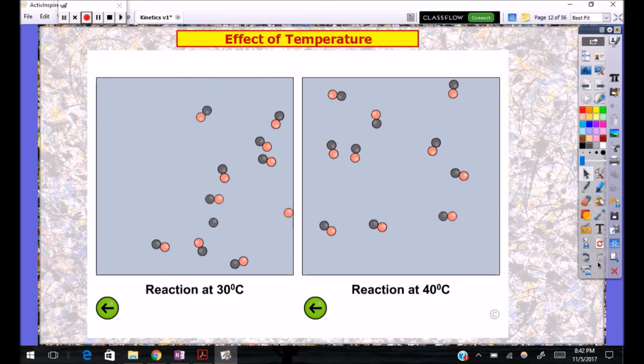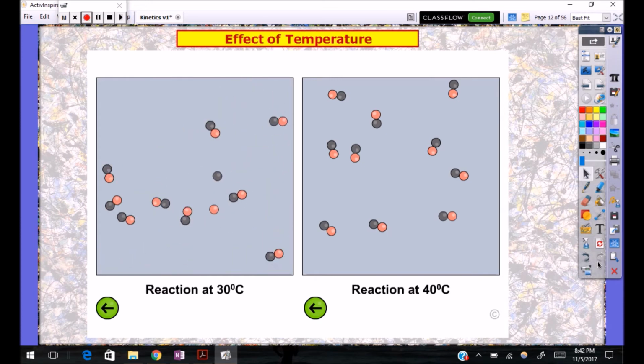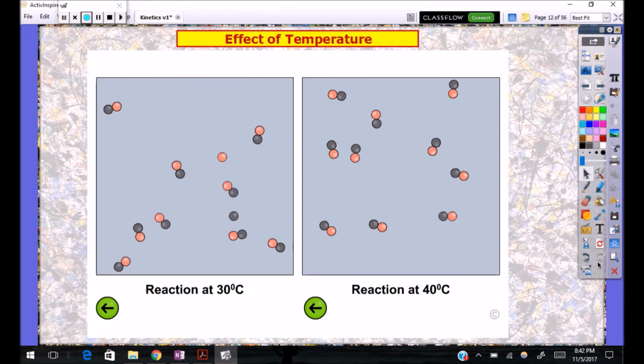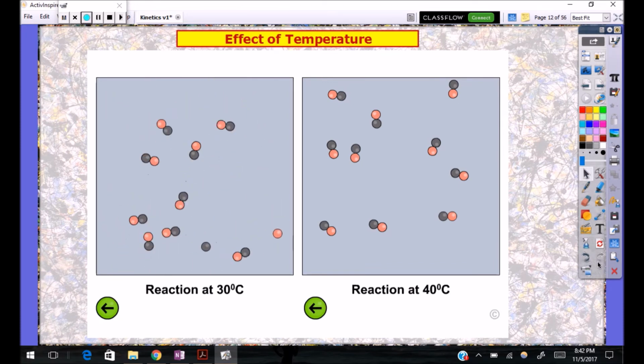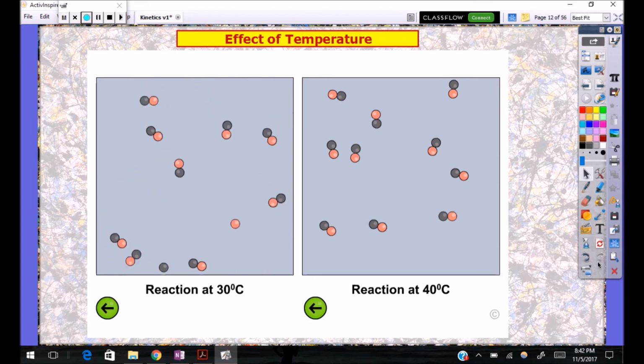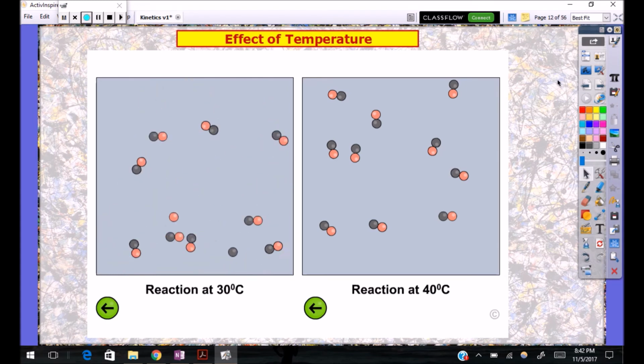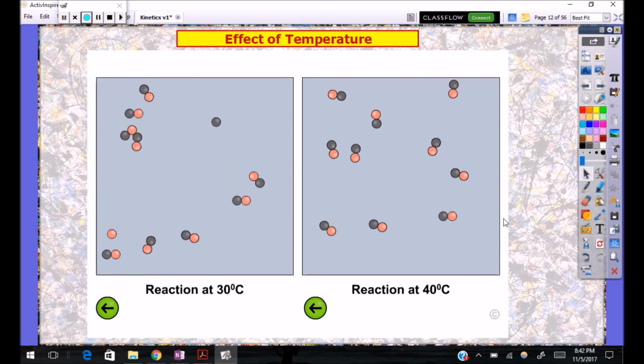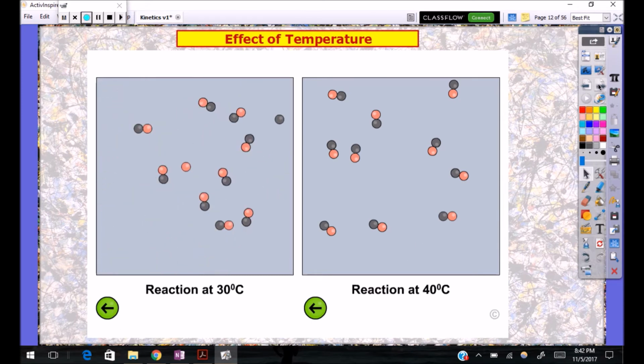At 40 degrees, we have more kinetic energy, which increases the probability that we will collide with each other, which also increases the probability that we will react. So we'll talk about collision theory in a moment. I'm done with this. It's not stopping. It's going to keep going. We don't have enough time for that.